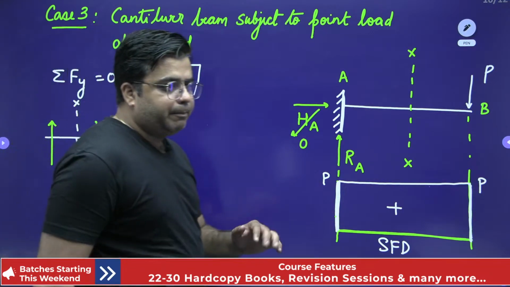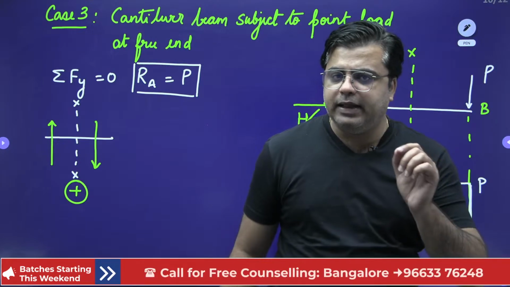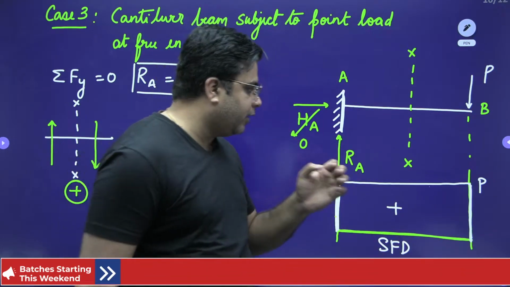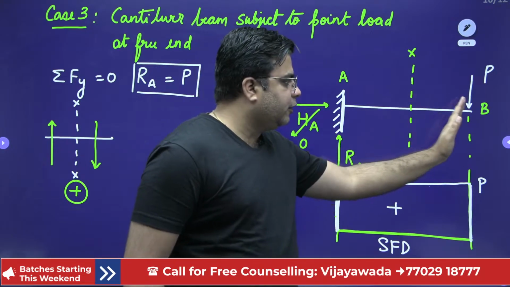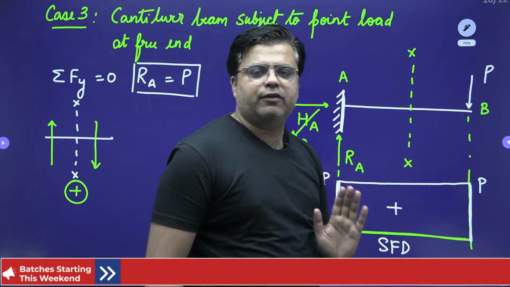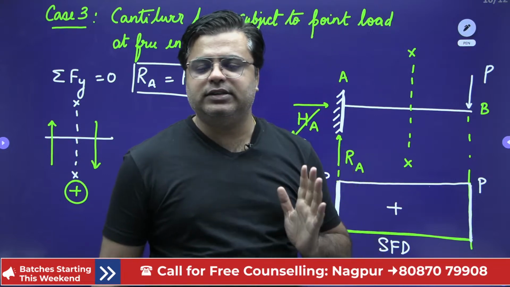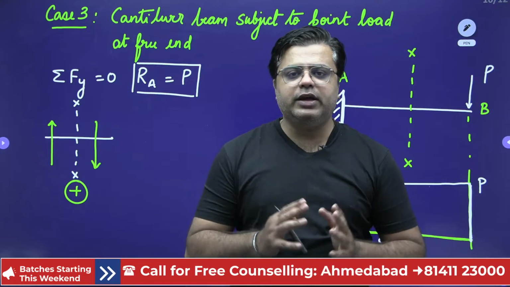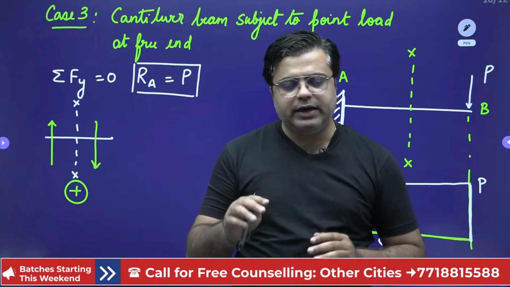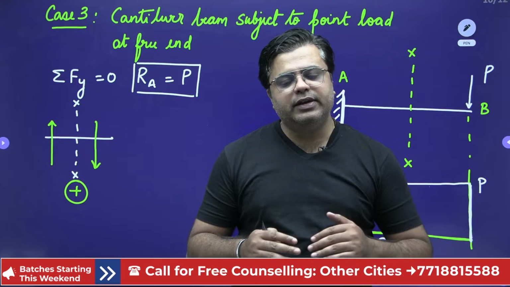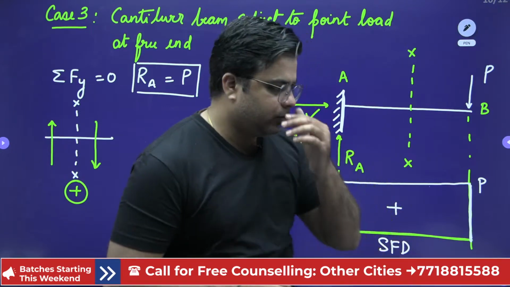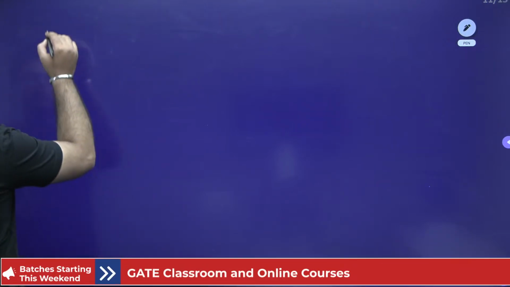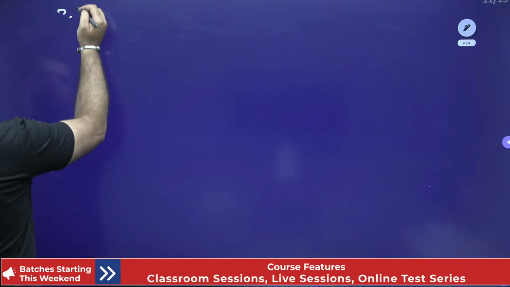Now, drawing the bending moment diagram. For a cantilever beam, for drawing the bending moment diagram, you have to always start from the free end. And the sign convention is the same for bending moment. If the load is giving the hogging moment, it is negative. And if the load is giving the sagging moment, it is positive. Now drawing the bending moment diagram for this beam.